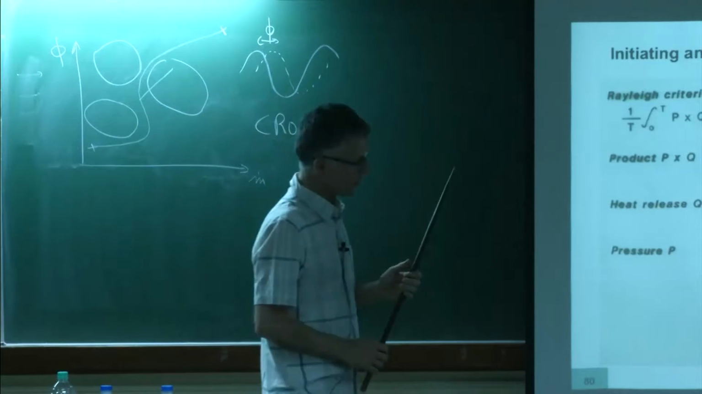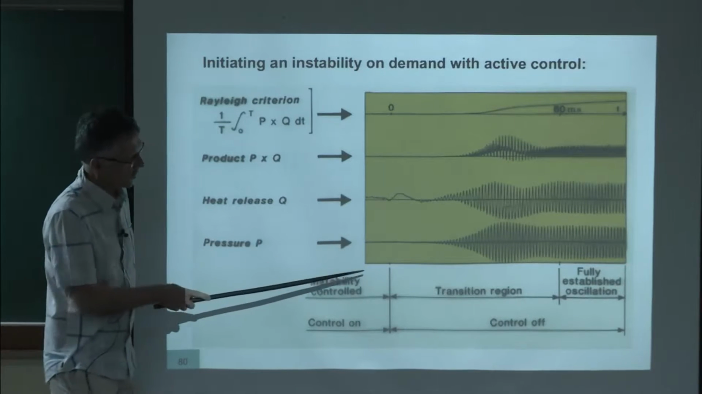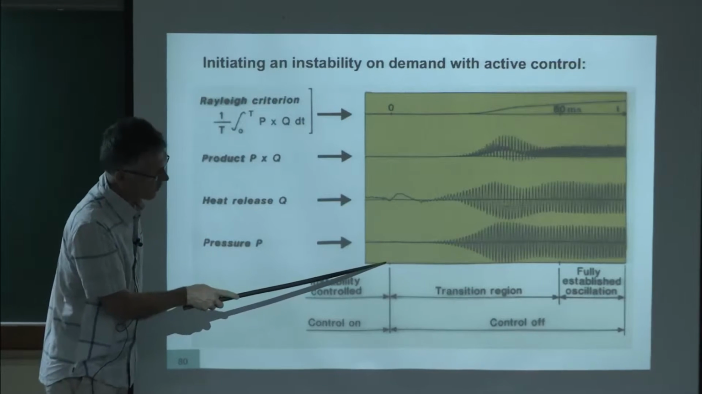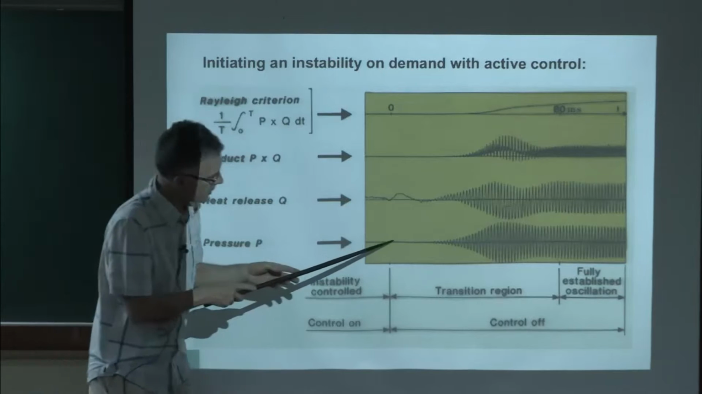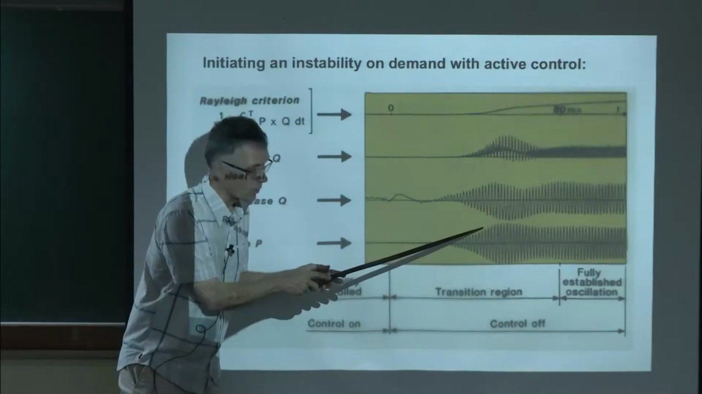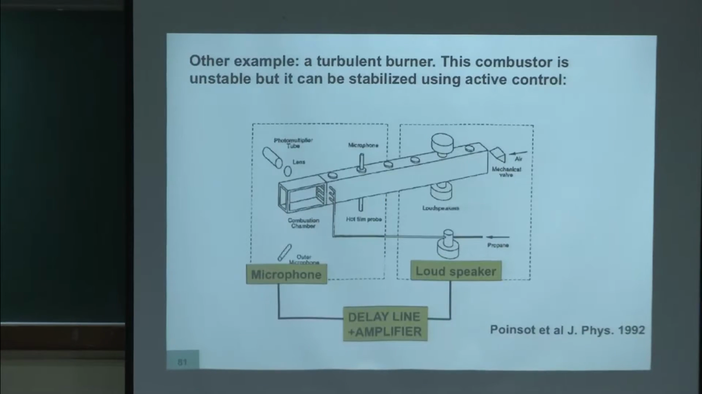Now, what you can do is you can use it the other way. If you have a system which is controlled, here the control system is on, at time t equals 0, you can release it, and then you can see the instability growing. And you can study it, you can even measure the growth rate. So we use it to do this kind of study. So let me give you another example.